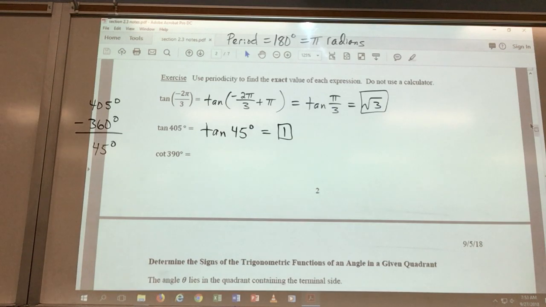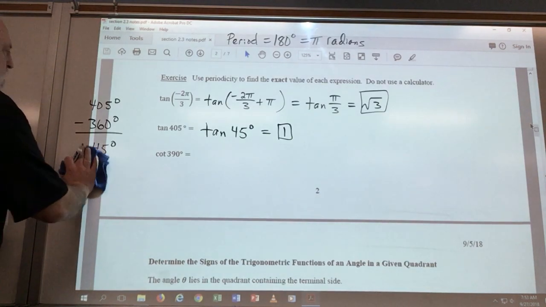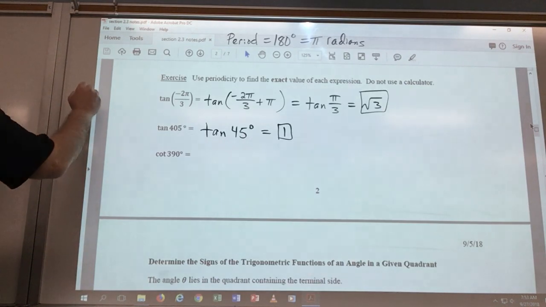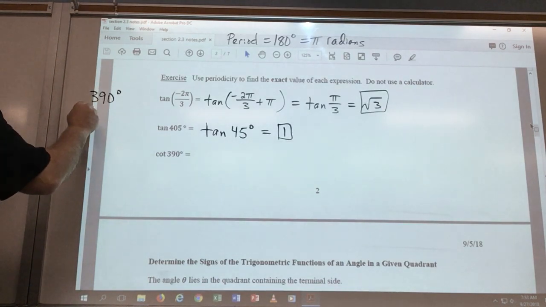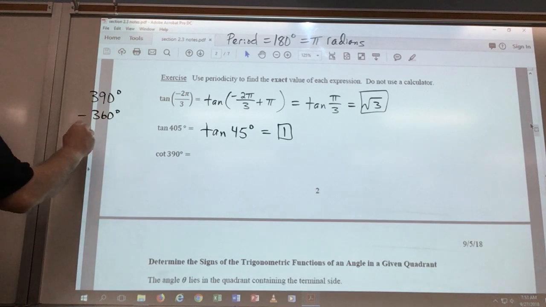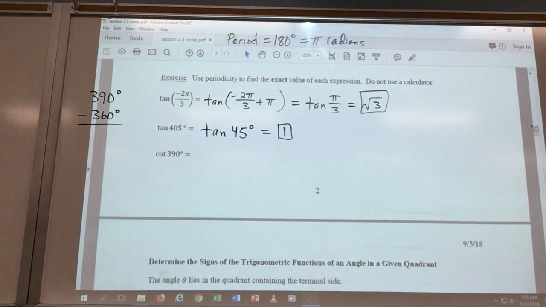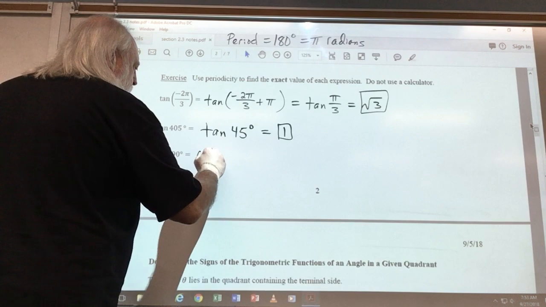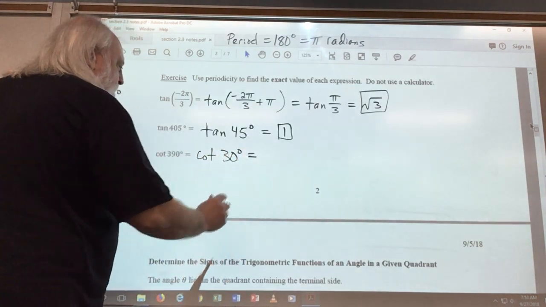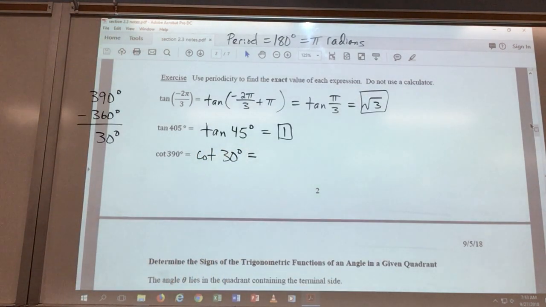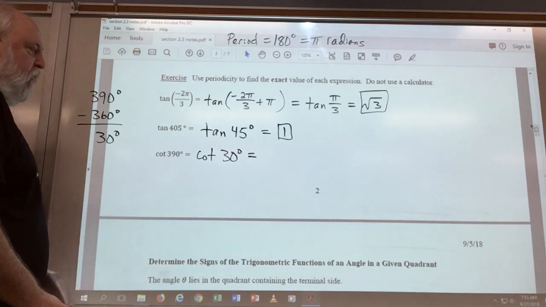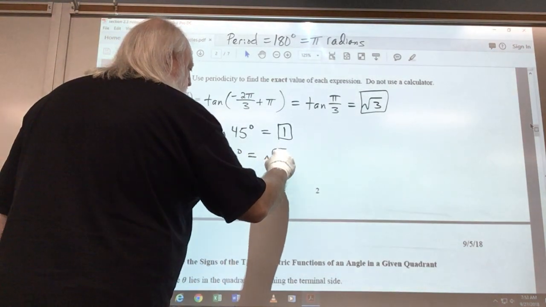And then lastly, we have the cotangent of 390 degrees. That's more than 1 revolution. So if I subtract 360 degrees from it, which is the same as subtracting 180 twice, I get 30 degrees. So the cotangent of 390 degrees has the same value as the cotangent of 30 degrees. And using your unit circle, we know the value of cotangent 30 degrees is equal to square root of 3.